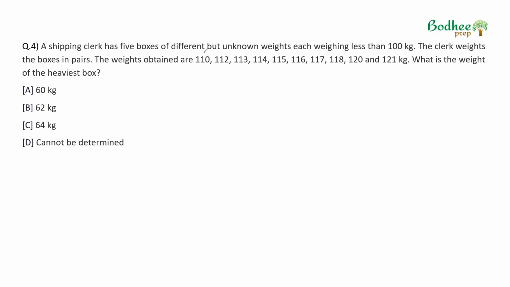So the shipping clerk has 5 boxes of different but unknown weights, each weighing less than 100 kg. The clerk weighs the boxes in pairs. The weights obtained are 110, 112, 113, 114, 115, 116, 117, 118, 120, 121. What is the weight of the heaviest box?